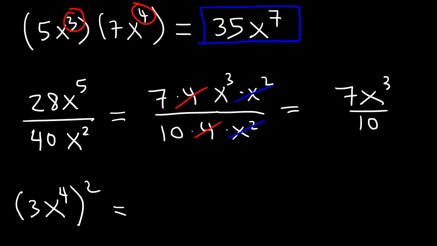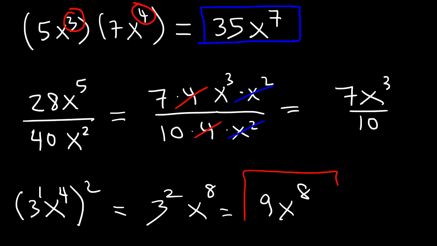Now, in the next example, I need to multiply the exponents. 3 is the same as 3 to the 1st power. So 1 times 2 is 2. So I have 3 squared. And then 4 times 2 is 8. So this is going to be x to the 8th power. 3 squared is 3 times 3, which is 9. So the final answer is 9x to the 8th power.